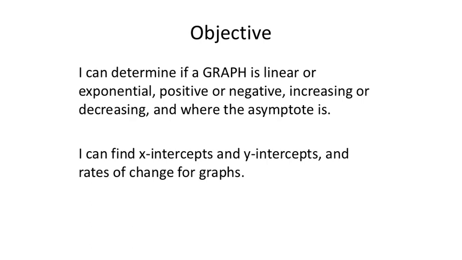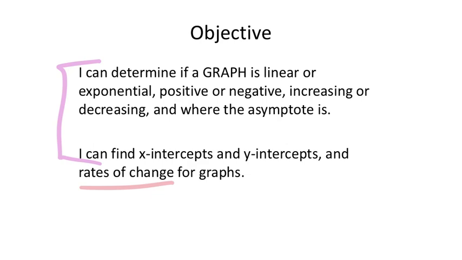But just so we understand, pretty much all this stuff right here, not the rate of change. I'm not talking about the rate of change right now, but all this stuff right here: linear, exponential, positive or negative, increasing or decreasing, and where the asymptote is. Same with the x and y intercepts. All these objectives are just asking, are you going to pay attention today? That's it.